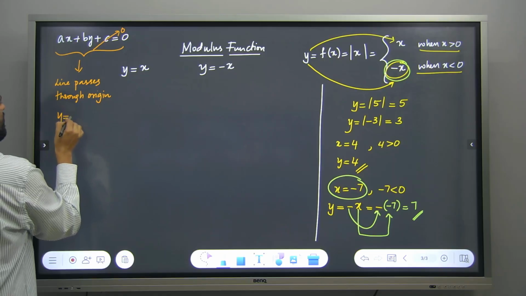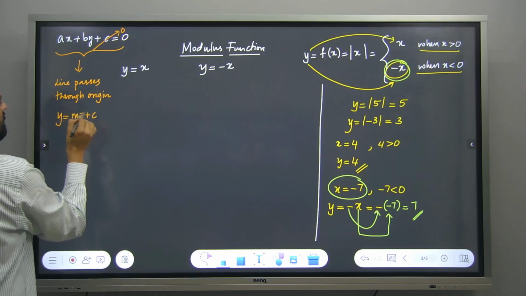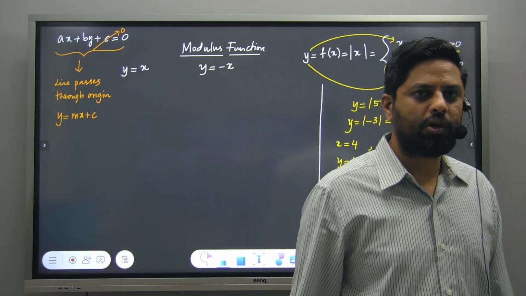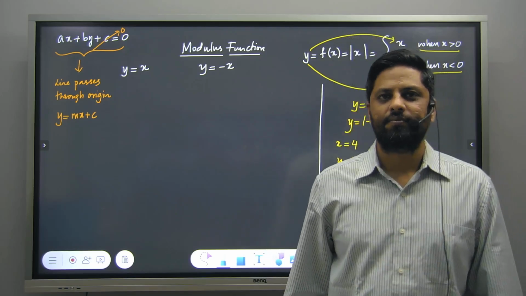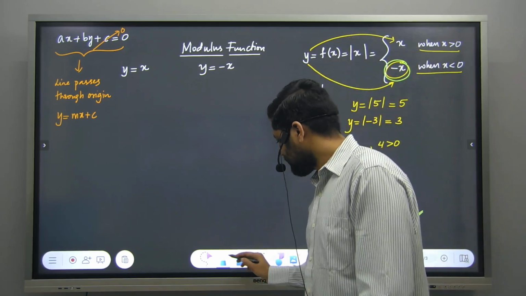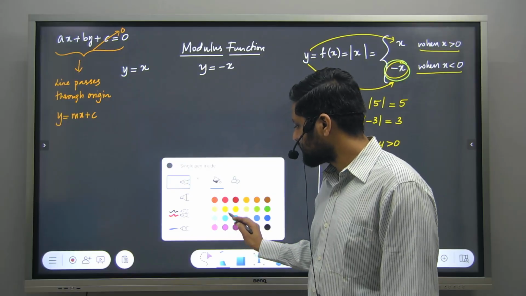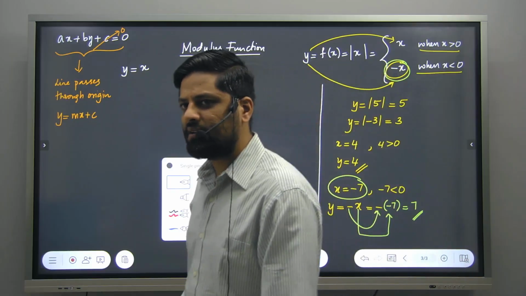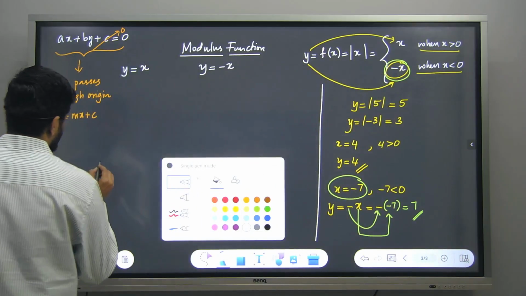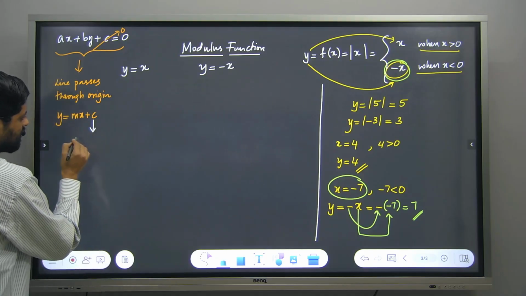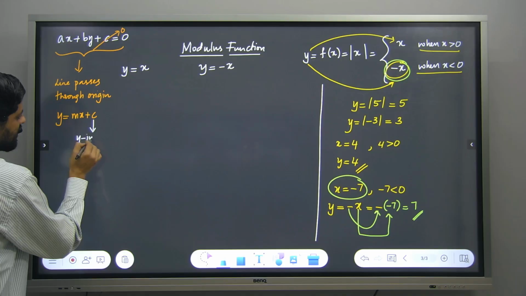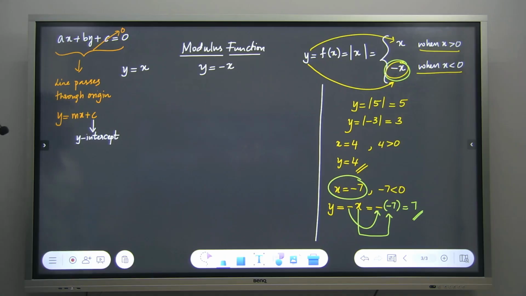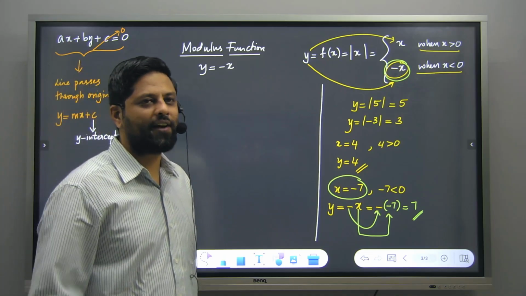Did you have y is equal to mx plus c last year? What is c there? What was c from last year? C was the y-intercept. Next, I'll ask you what is y-intercept.